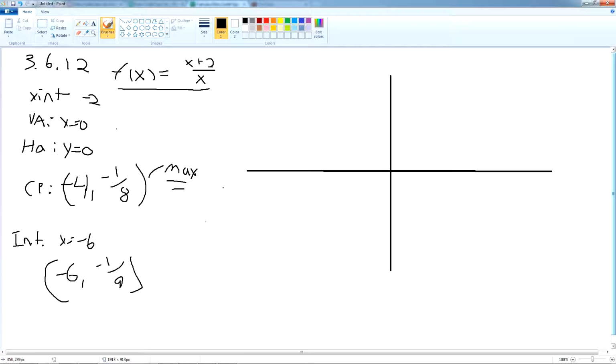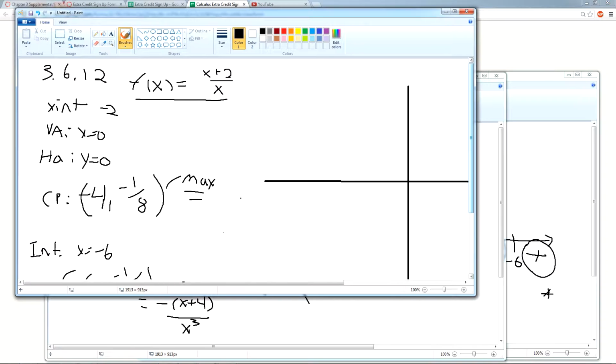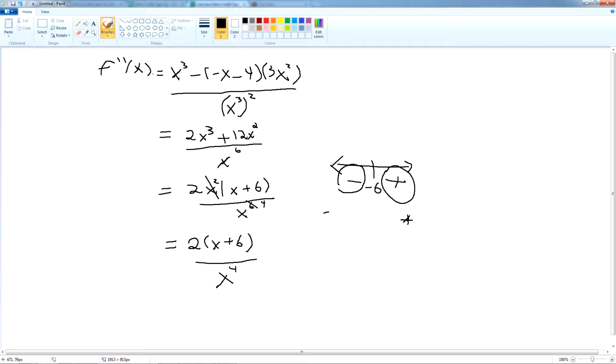So then you want to find any inflection points, or points of concavity change. So what you want to do here is find the second derivative by taking the derivative of f prime. This is just the quotient rule again. When you simplify it all down, you have 2 times (x plus 6) over x to the 4th. Then that would mean you have a possible inflection point at negative 6.